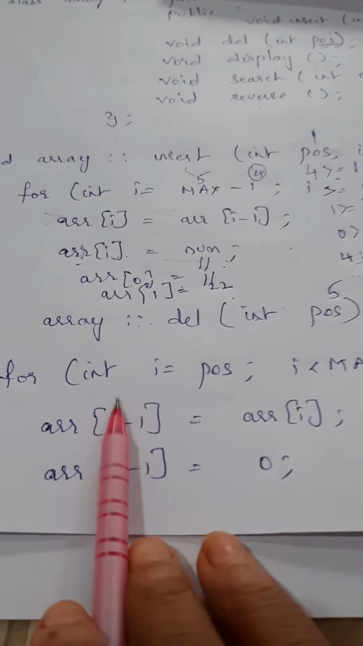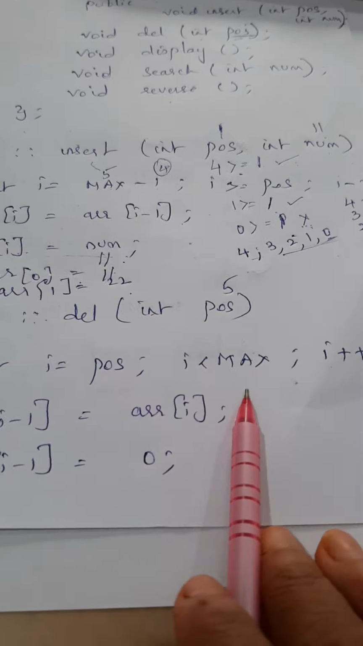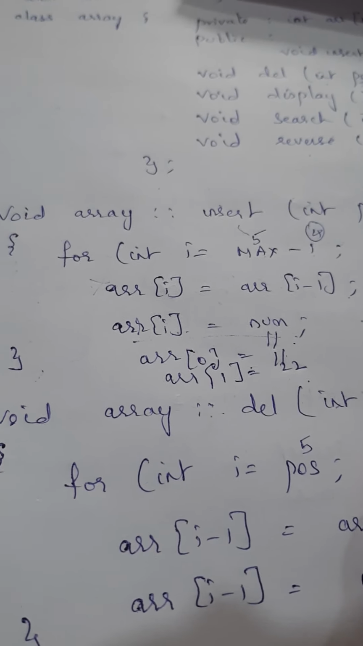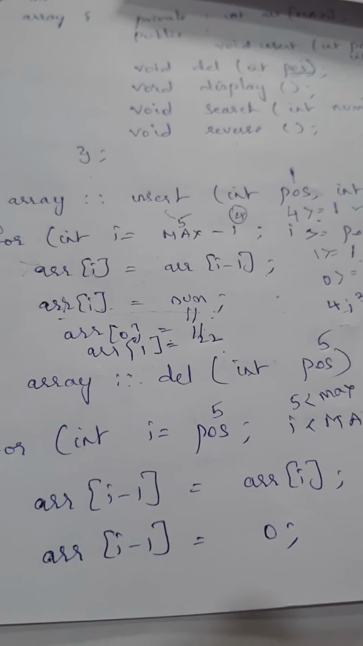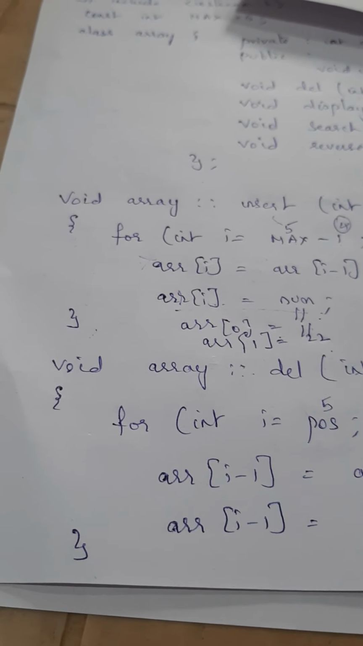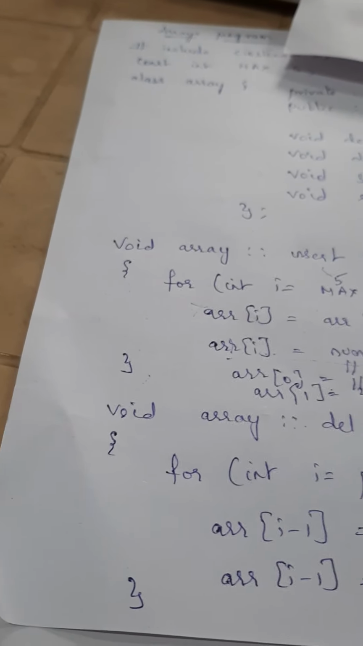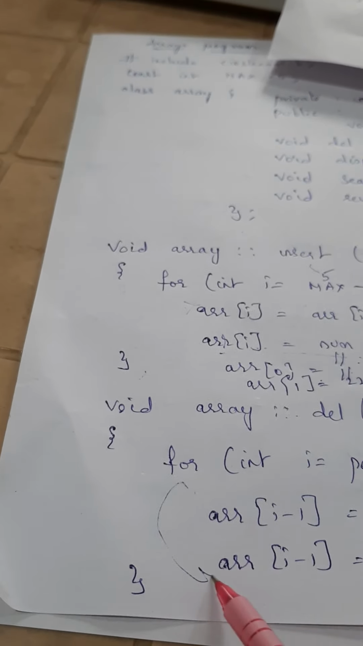Now here enter into the delete function for int I is equal to position, I less than max, I plus plus. So what here I am doing? I is equal to position. What is position here? 5. I less than max. Is 5 less than max? No, 5 is not less than max. So this condition goes false. When the condition goes false, what will happen? It will go to the next statement. This statement will not get executed because the condition is false. So it will execute the next statement after that statement.